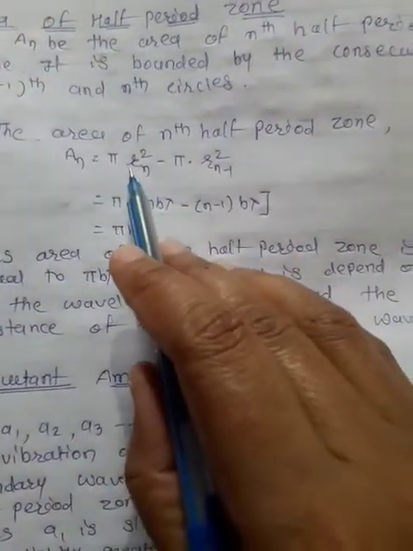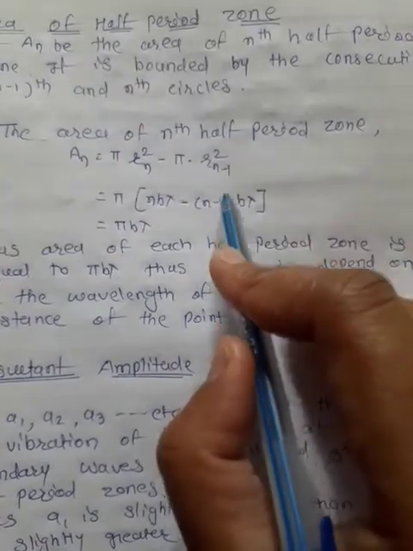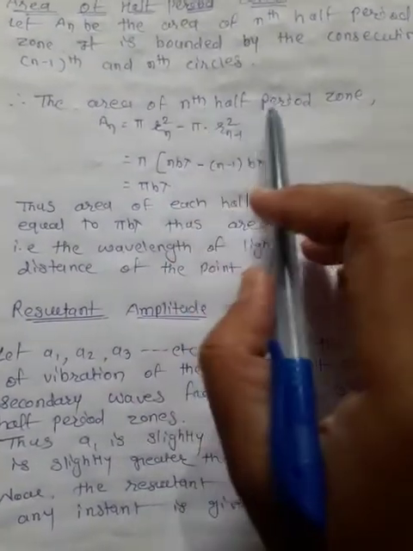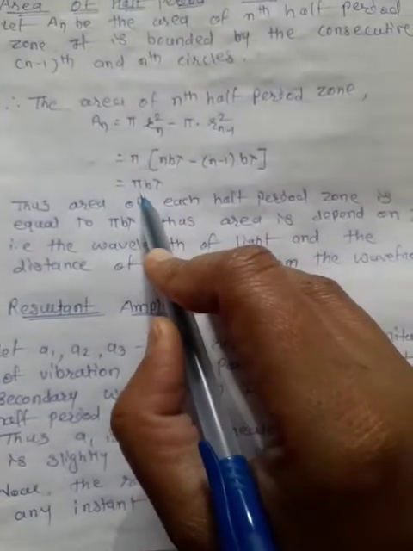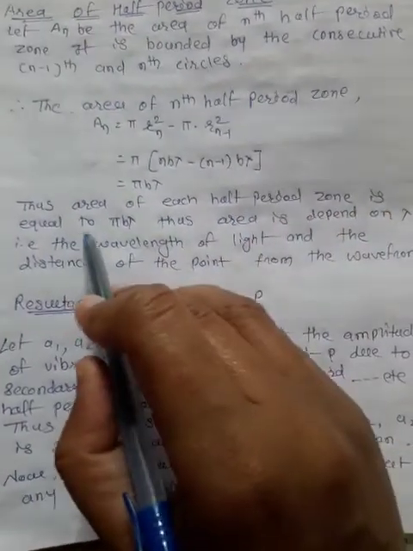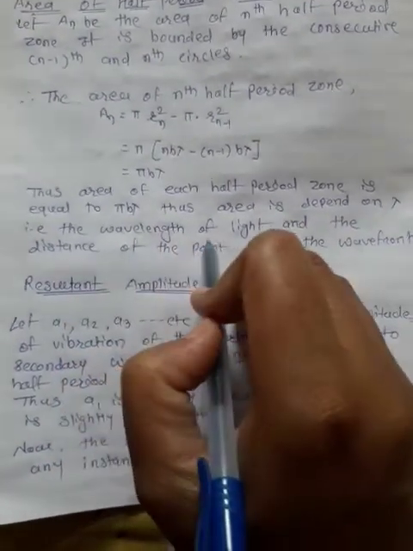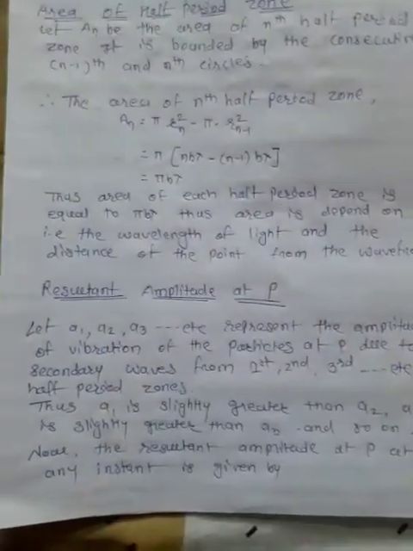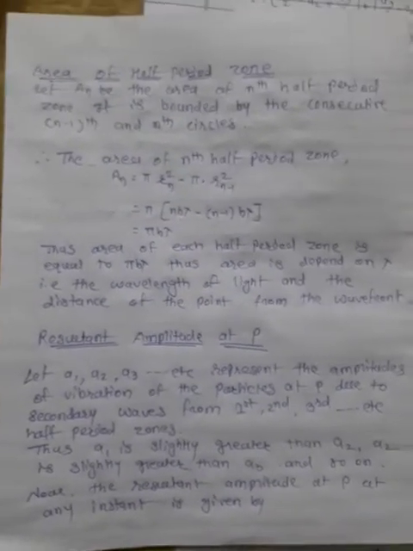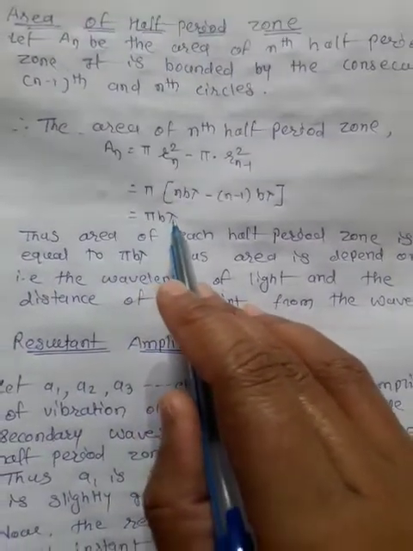The radius of the nth circle is nothing but the square root of n b lambda, and the radius of the n minus 1 circle is the square root of n minus 1 b lambda. After solving, we get that the area of the nth half period zone is pi b lambda. This depends only on constant values. Thus the area of each half period zone is equal to pi b lambda. The area depends on the wavelength of the light and the distance of the point from the wavefront. For every half period zone this area becomes constant, because it depends on the constant value pi b lambda.